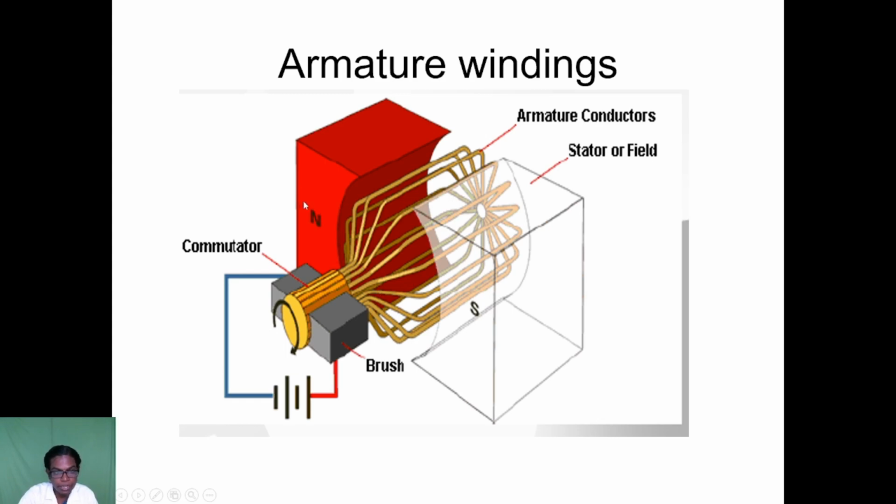The north pole is marked red, because this is the magnetic flux producing path, going from north pole to south. And the armature conductor. So the armature core is not there. The armature conductor is here. So, stator field and commutator. Okay, and brushes are there. So this is a graphite brush to collect the current to the load.